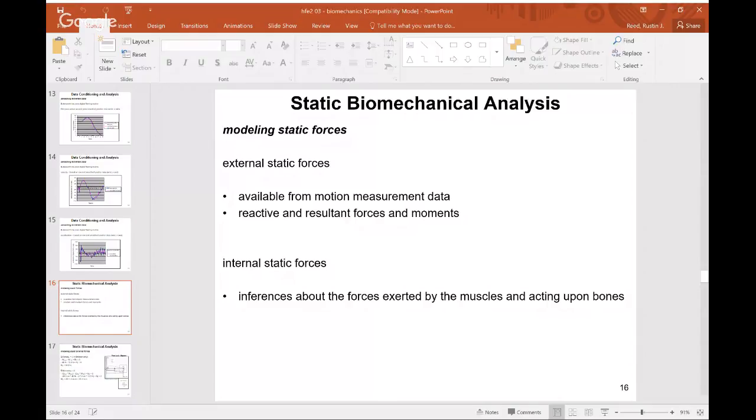But this is where we get to use that lovely trigonometry that we reviewed earlier, about a week and a half ago. So modeling static forces looks at external and internal static forces. And if you recall, static means that there's no motion. And so if you look at the sum of all the forces acting on something, it would be zero if it's not moving.